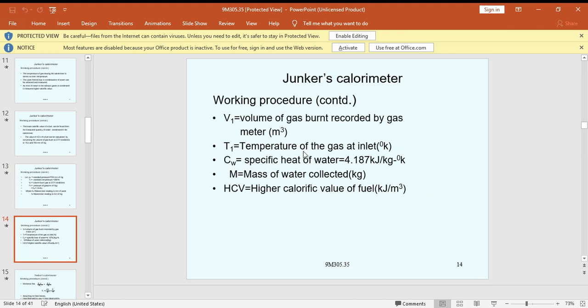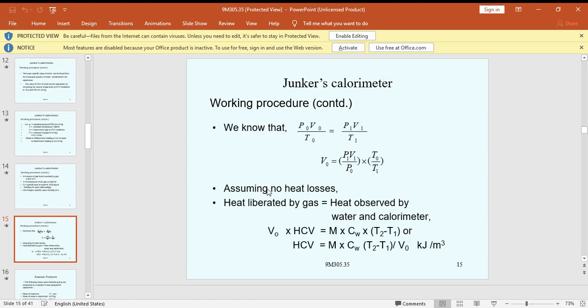The working procedure: V1 is the volume of gas recorded by the gas meter. T1 is the temperature of the gas at inlet in Kelvin, and CW is the specific heat of water, 4.18 kilojoule per kg Kelvin. M is the mass of water collected in the case. SCV is the higher calorific value.